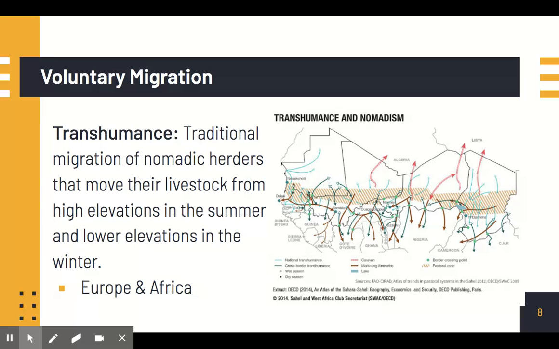Transhumance. This is very common in Africa as well as especially Eastern Europe. This is when nomadic herders move their livestock. So it's seasonal based. And you can see a map here. What it's showing is that during dry seasons and wet seasons, there's movement to get herds into areas that are going to be suitable for their grazing.